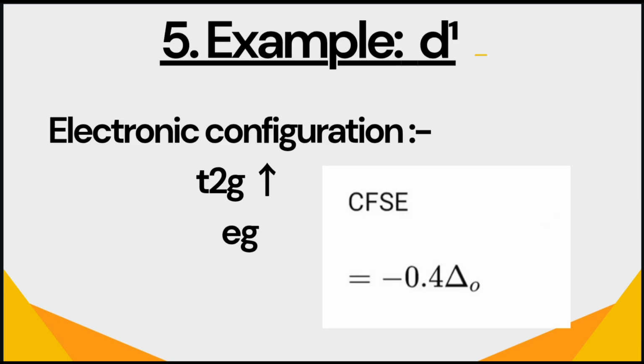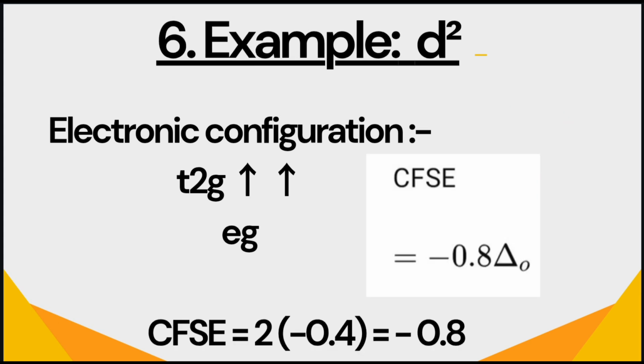So, we'll see the example. We'll take d1 as an example. For d1, electronic configuration is t2g1 eg0. For d1, electrons we will fill in T2g orbital. So, for T2g, energy is minus 0.4 delta naught. So, one electron present. So, CFSE is equal to 1 into minus 0.4 delta naught, that equals minus 0.4 delta naught. Now we'll see another example for d2.